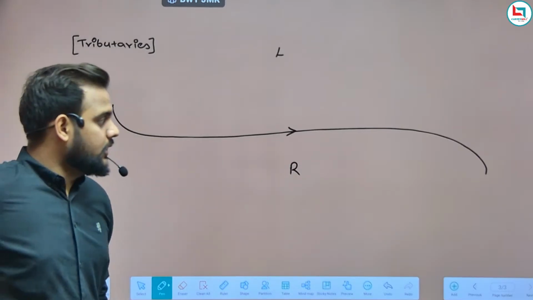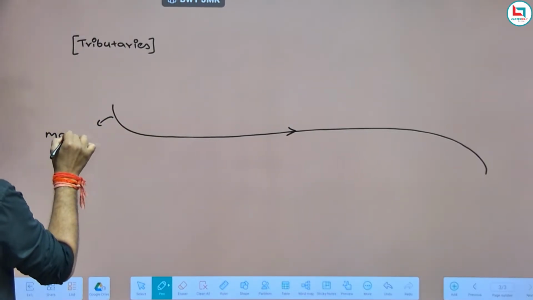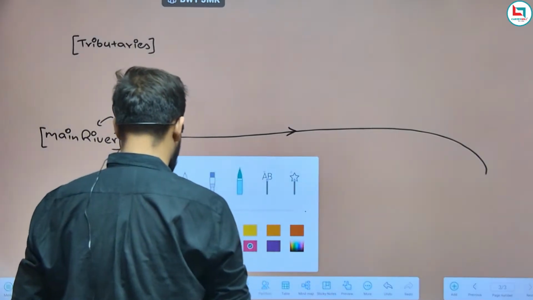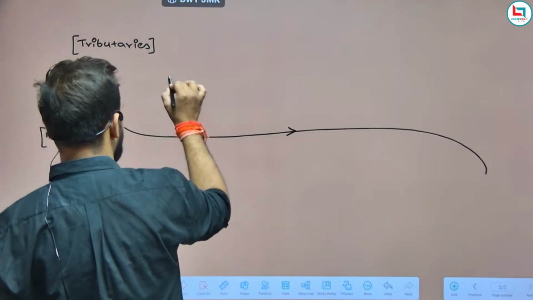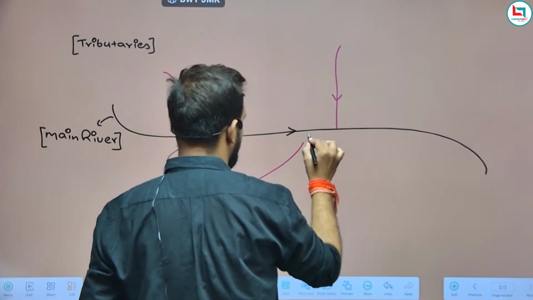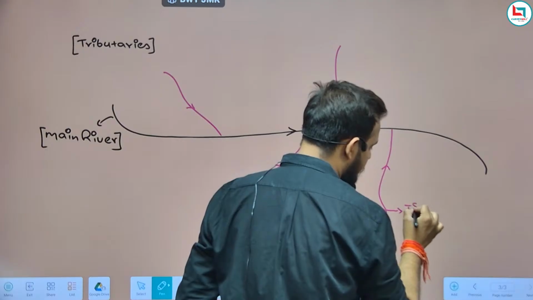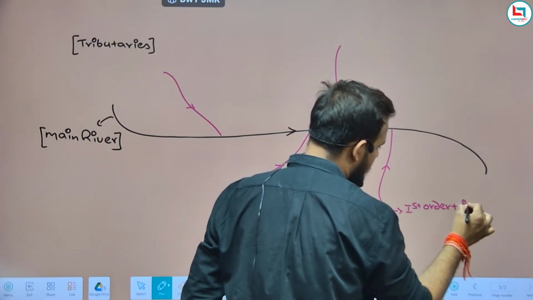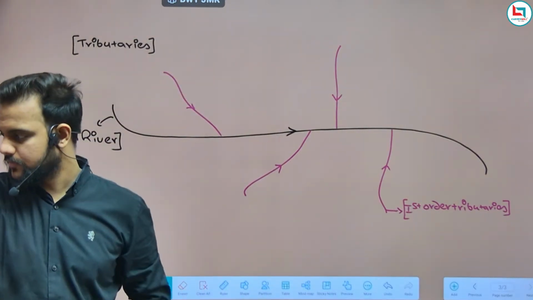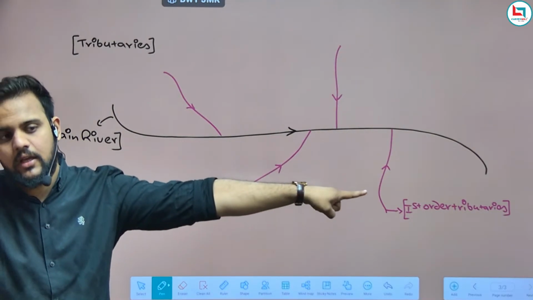Now guys, suppose this is the main river that is flowing in this direction. This particular river has tributaries like this. These are the tributaries, and remember they are the first order tributaries. Why first order tributary, guys? First order because this tributary is directly meeting with the river. That's why it is the first order tributary.